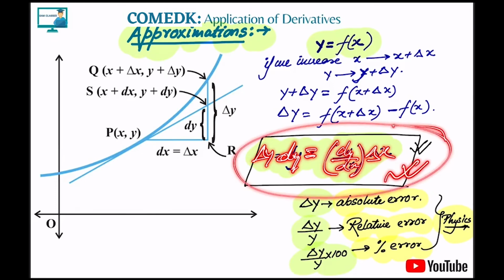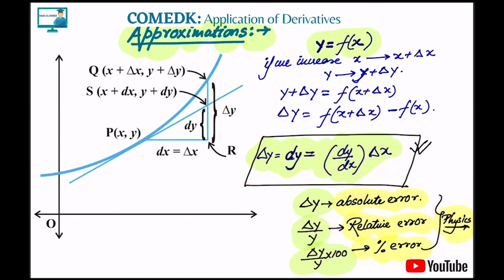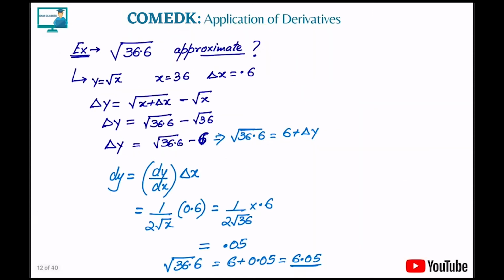Now these 3 things, I think you remember from the physics first or second chapter. Absolute error, relative error means change in error by original error, and percentage error, just multiply with 100. We have done this in physics, still I have given it to you. Now we'll understand this approximation. How do we solve the approximation? By using a question.